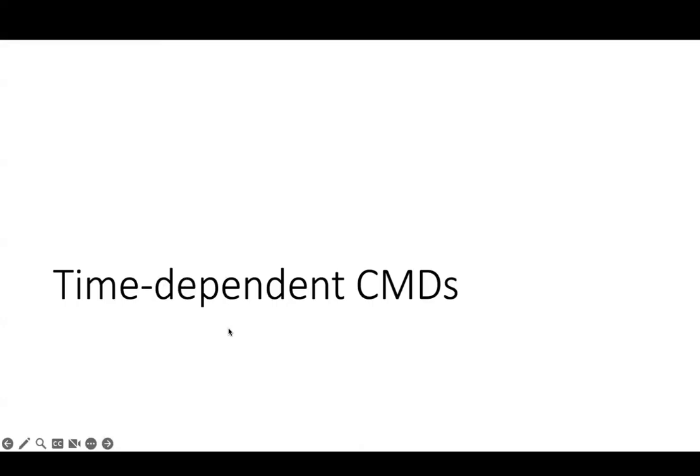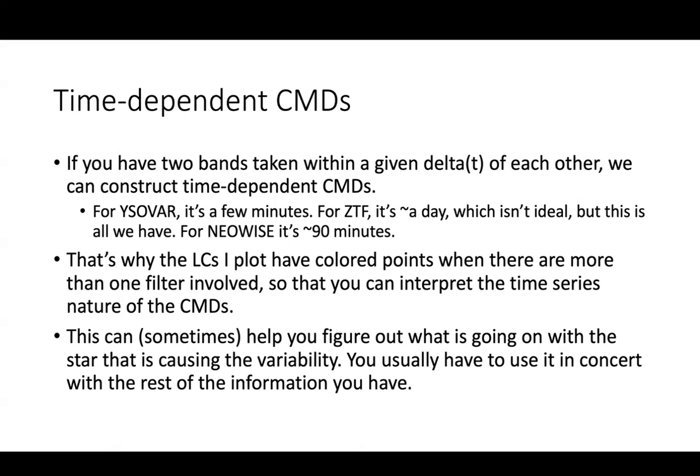All right. Now, if you have two colors, you can also make time-dependent color magnitude diagrams. If you have two bands, you have to make sure that the two bands were taken within a certain time of each other. For YSOVAR, I have the two bands taken within a few minutes. For ZTF, the two bands are taken within a day, which isn't ideal for young stars, but it's all I've got. For NEOWISE, I don't think it's 90 minutes. I think it's much sooner, just a few minutes.